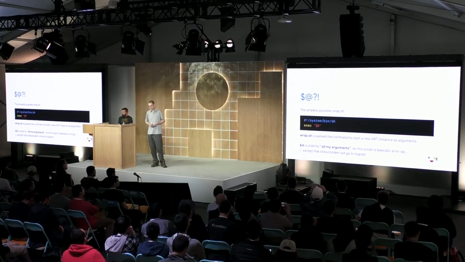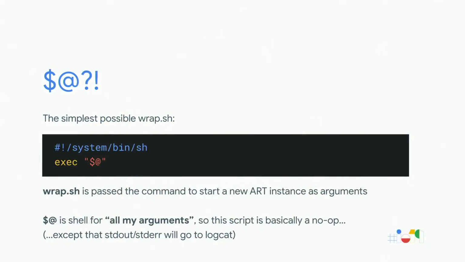So here's an example of what such a shell script could look like. So $@ is basically shell for all the arguments. So what's happening here is when Android calls your wrap.sh, it gives you the exact command line that it would otherwise have run. So here we're just saying, do what you would have done anyway. So the only difference is you're in a completely fresh process. You're not cloned from the Zygote.